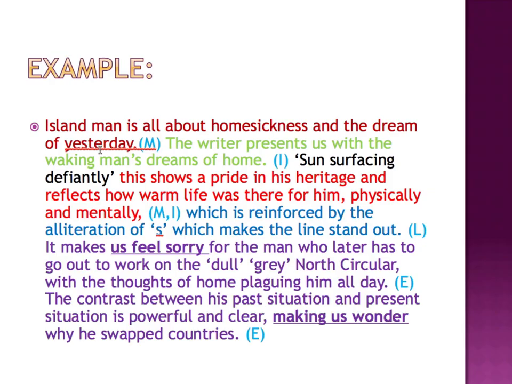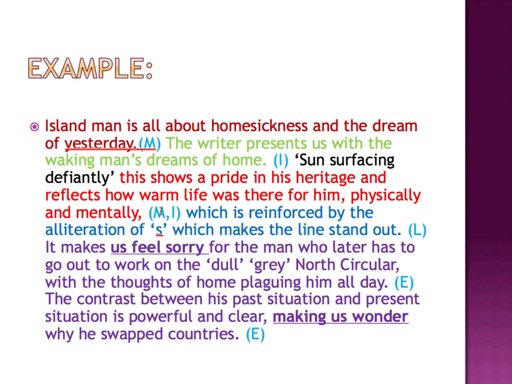So let's have a look at an example. Here we're going to look at a complete example which is half decent. Island Man is all about homesickness and the dream of yesterday. That's part of the meaning there. The writer presents us with the waking man's dreams of home, and here comes the image, the sun surfacing defiantly. This shows a pride, from the word defiant, in his heritage and reflects how warm life was there for him physically and mentally.